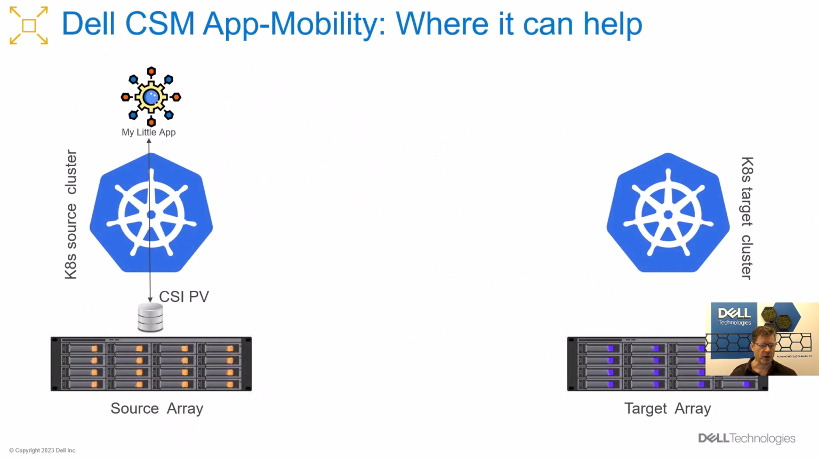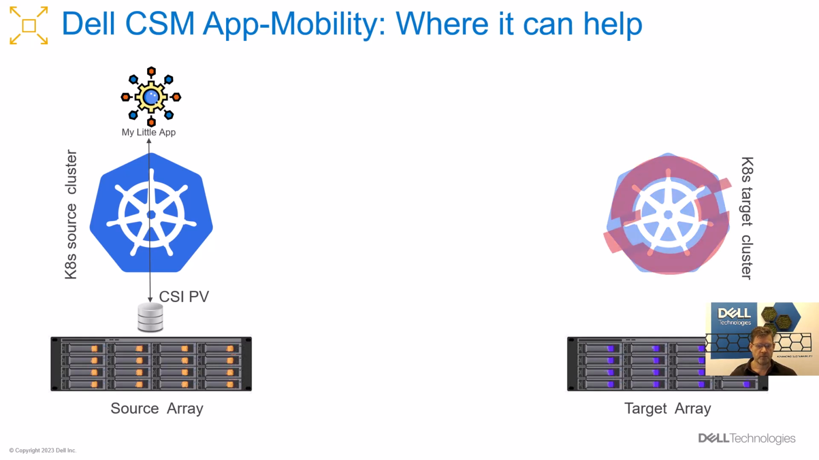So how does it work? Let's say that we have a source Kubernetes cluster that's running, in this case, my little application with a CSI persistent volume attached on a source storage array. Now, I want to move this to the other side, to the target cluster and a target array.